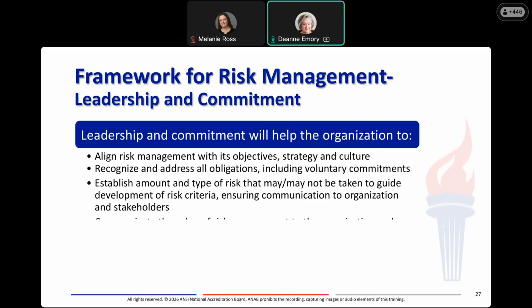Leadership and commitment will help the organization to establish the amount and type of risk that may or may not be taken, to guide the development of risk criteria, ensuring that they are communicated to the organization and its stakeholders. That we're going to talk about more during risk assessment in the next 2 webinars. But here we see that the organization itself decides what level or levels of risk are acceptable.